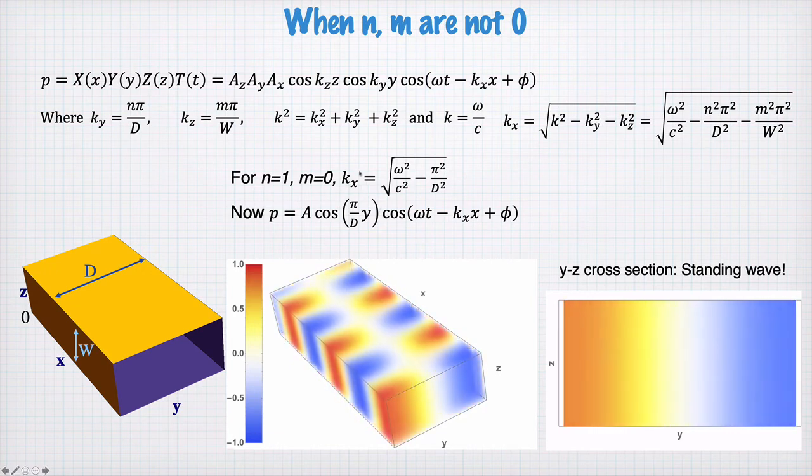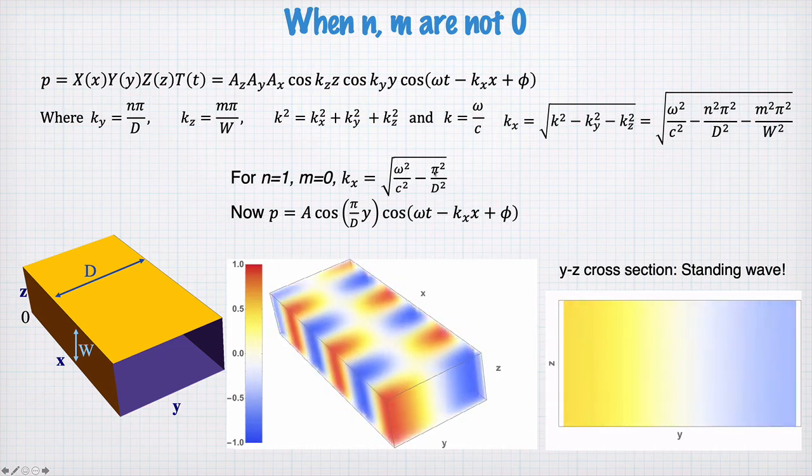Furthermore, we can also find kx. Since we know k, which is equal to omega on c, we can find kx, and kx is going to be k squared minus ky squared minus kz squared. In this case, kz squared is equal to 0, but kx is going to be omega squared on c squared minus pi squared on d squared.